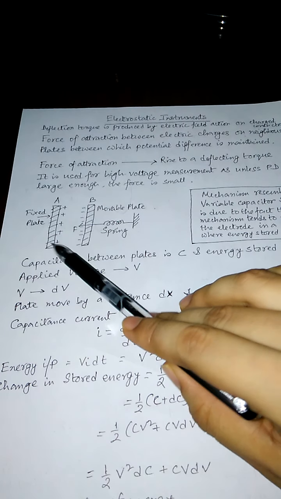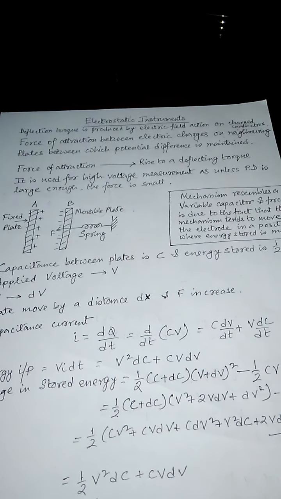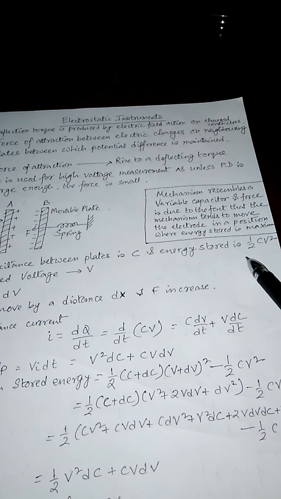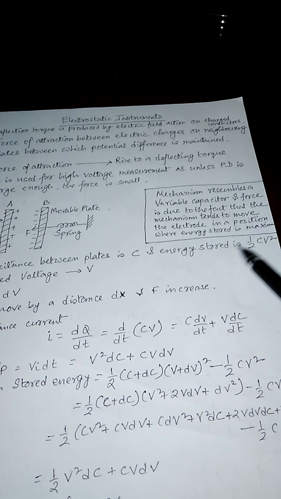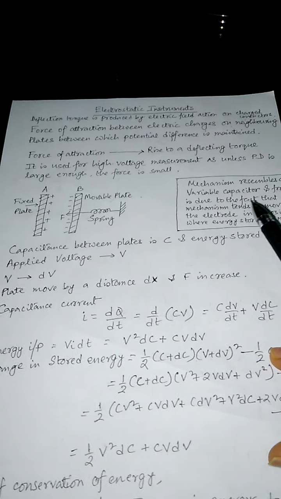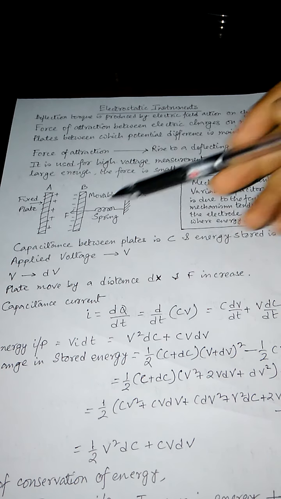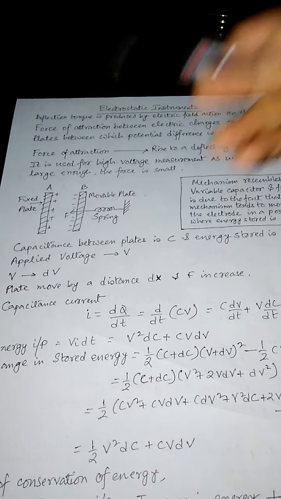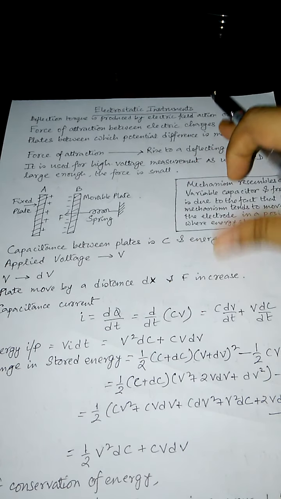Between these two plates there is a capacitance C, and we know the energy stored formula: if a voltage V is applied, then the energy stored will be half CV square. Due to this voltage application, there is an electric field action and a deflection torque is produced, and this movable plate is going to move towards the fixed plate unless this force is balanced by the spring.